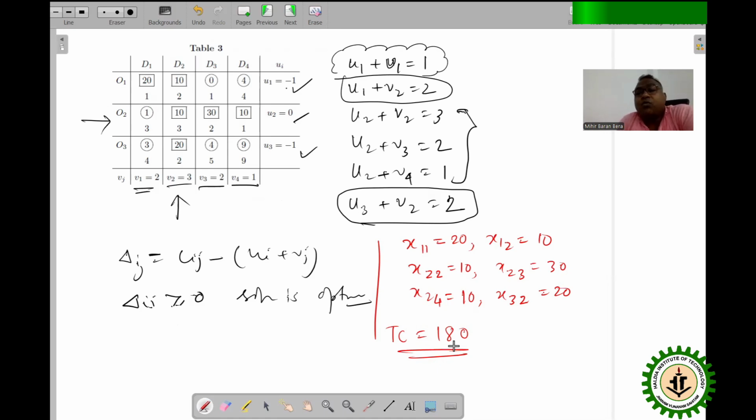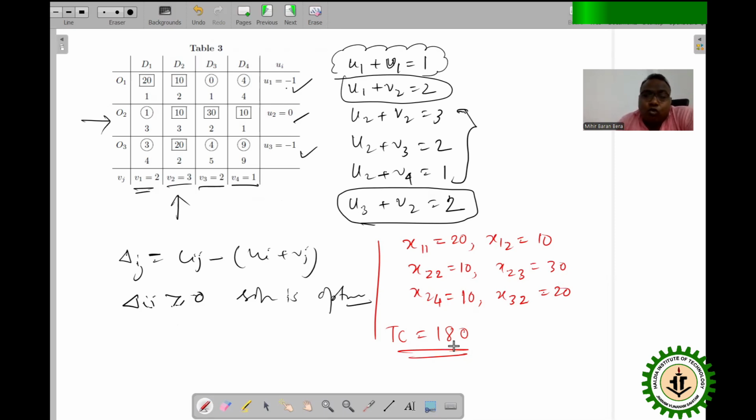Okay. So this is the way to find out another solution. Obviously, you do the optimality test, but in the optimality test, you get one delta ij equal to 0 and all others greater than 0. In this situation, the transportation problem has another optimum solution, and we have illustrated the technique to find it.